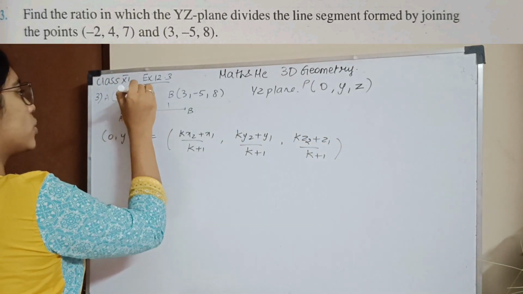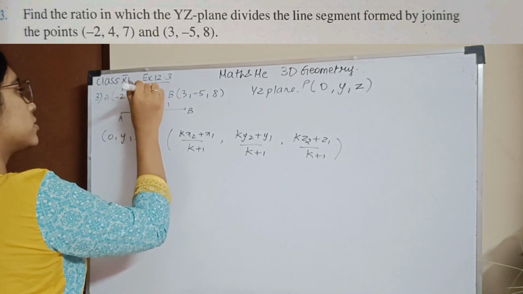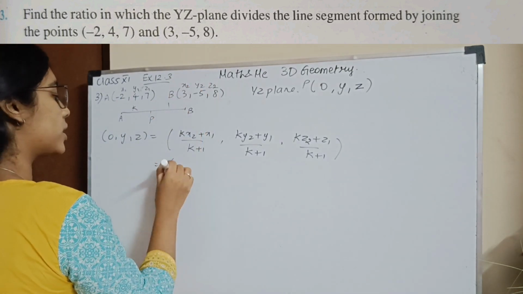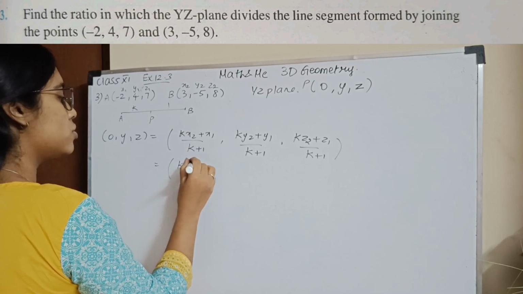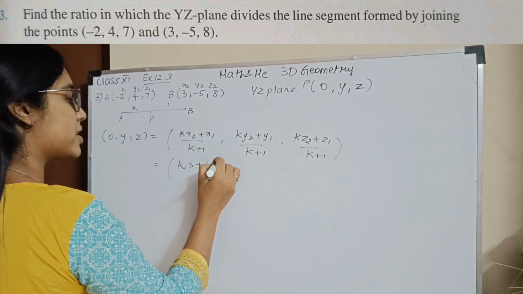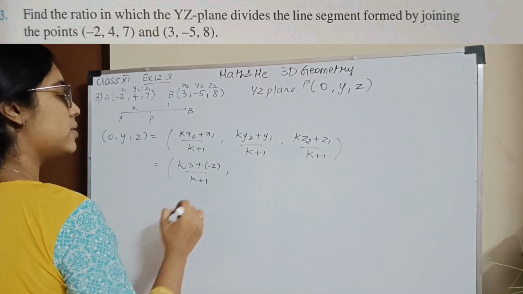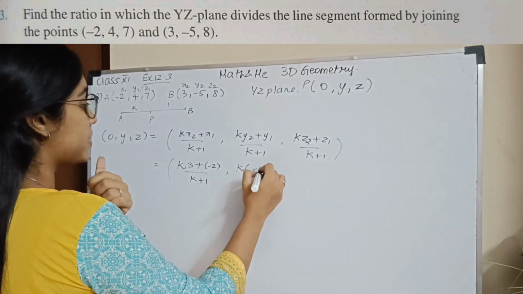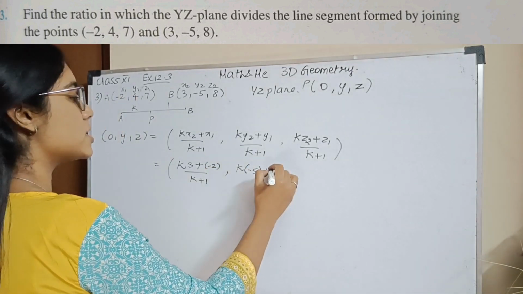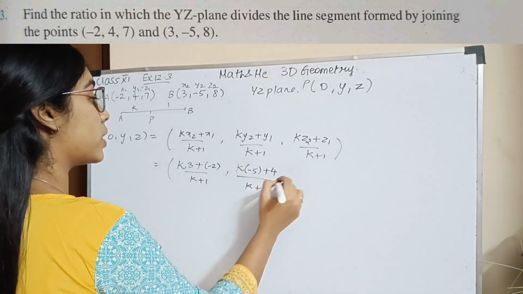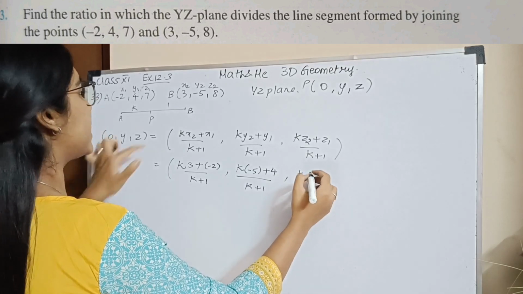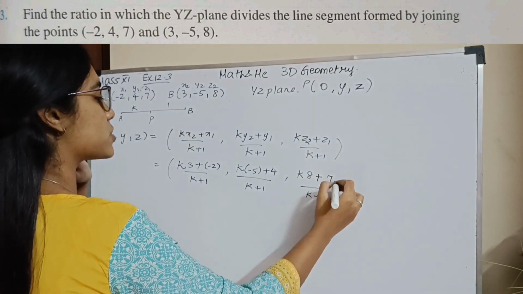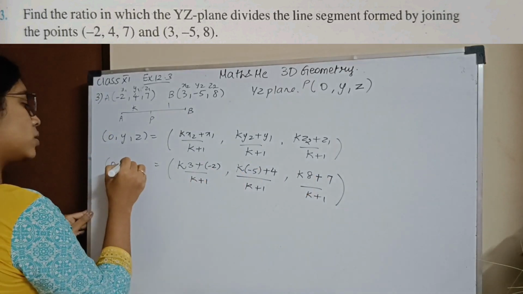இப்போ x1, y1, z1, x2, y2, z2. So when I substitute, what will I have? K times x2 plus x1, which is minus 2 divided by k plus 1, comma k times y2, which will be k times minus 5 plus y1, which is 4 divided by k plus 1, comma kz2. So k times 8 plus z1, 7 divided by k plus 1 equals 0, y, z.